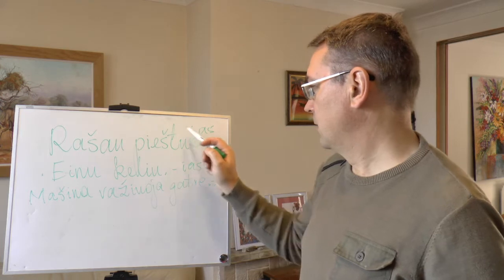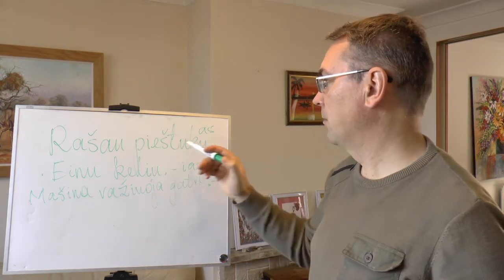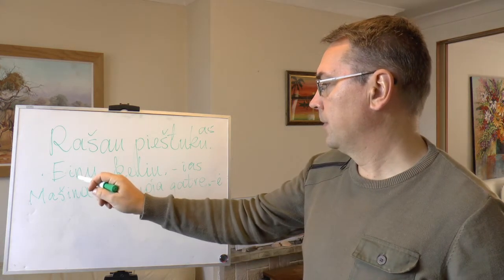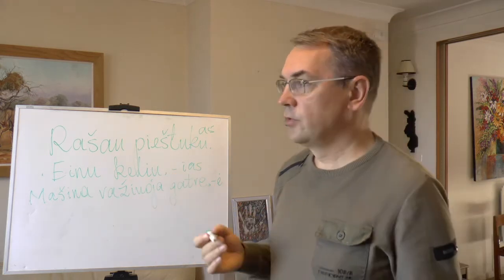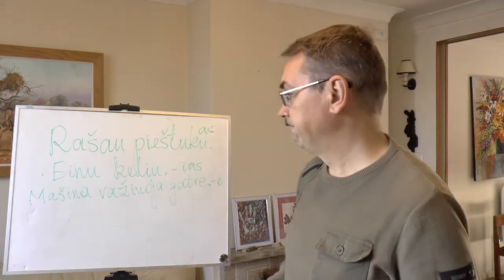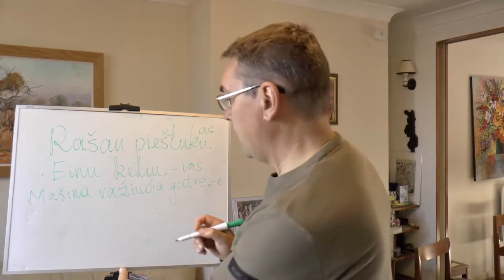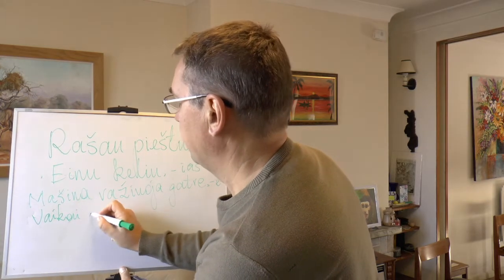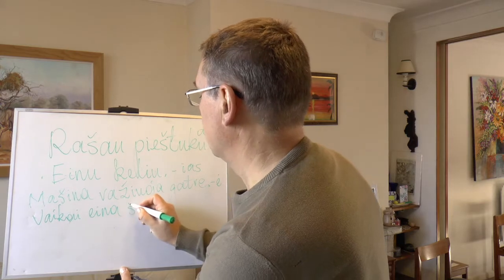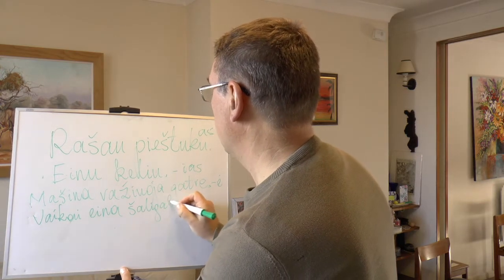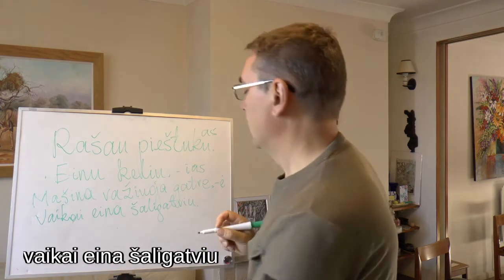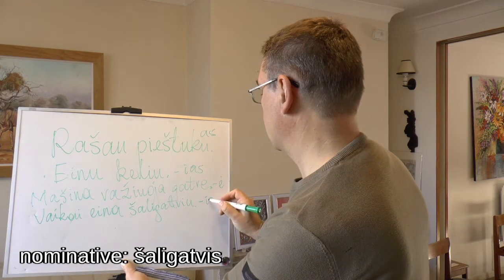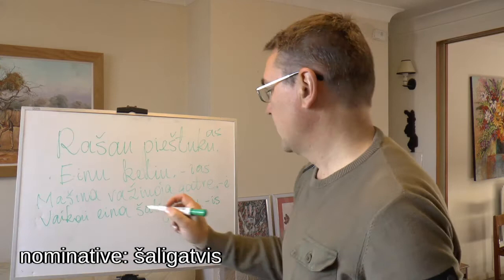So I'm using a pencil to write. Einu keliu. I'm using the road to go on it. Vaikai eina šaligatviu. Nominative case šaligatvis, instrumental šaligatviu.